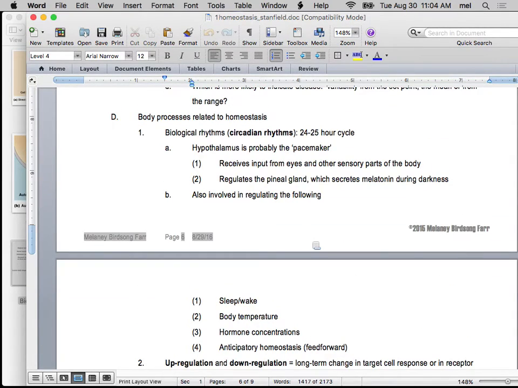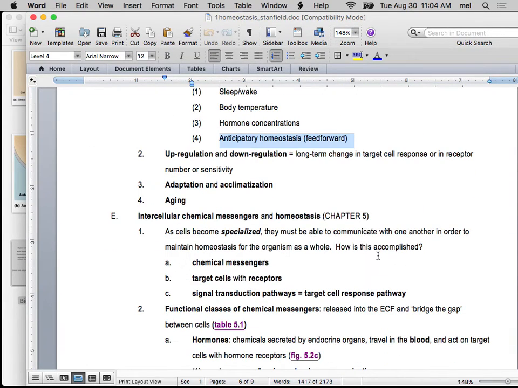Okay, so also circadian rhythms are involved in regulating sleep-wake cycles, regulating your body temperature, your hormone concentrations, and all of this, if it works really regularly, will get you anticipatory homeostasis or feed-forward mechanisms. Okay, so now let's talk about a couple of other things that are related to this, which you're going to run into all semester long.